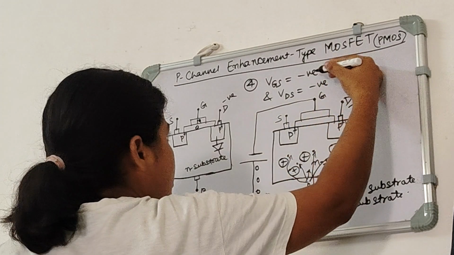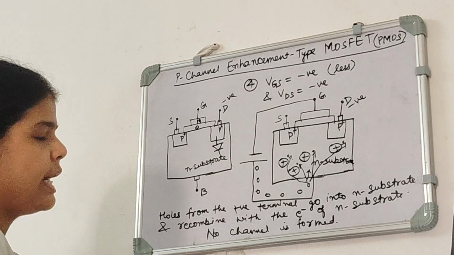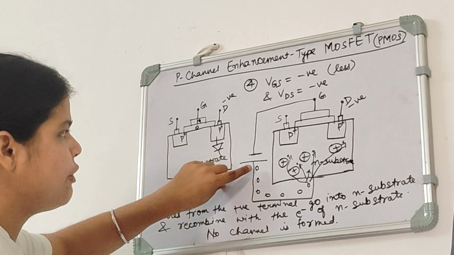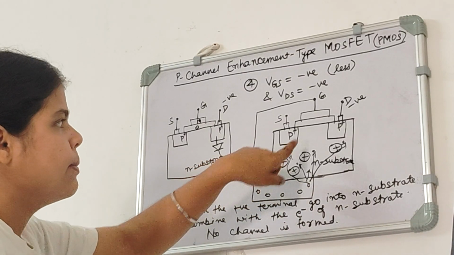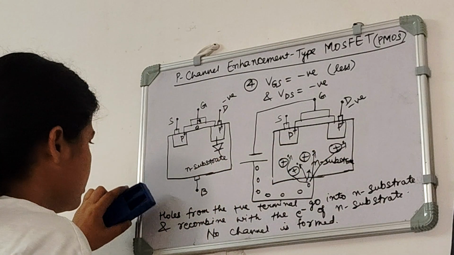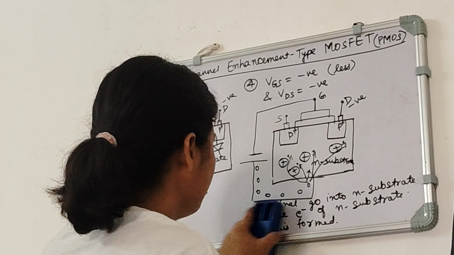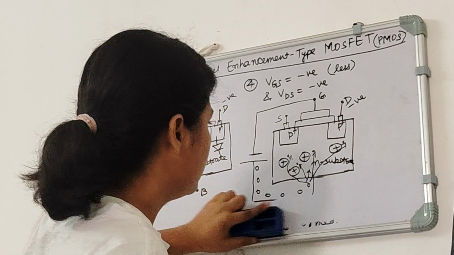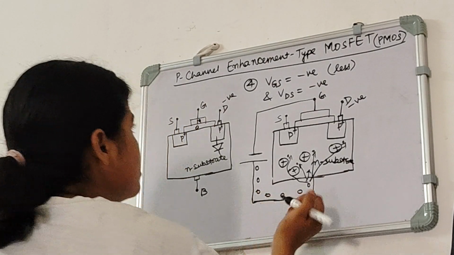And if we keep on increasing this VGS in the negative direction, that is, if we make our VGS more and more negative, then we will have more and more holes from this positive terminal, and those extra holes left will be able to form the channel here. So let us remove this and let us see what happens when we keep on increasing the VGS in the negative direction.